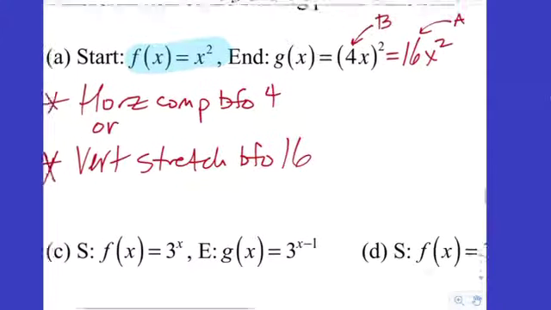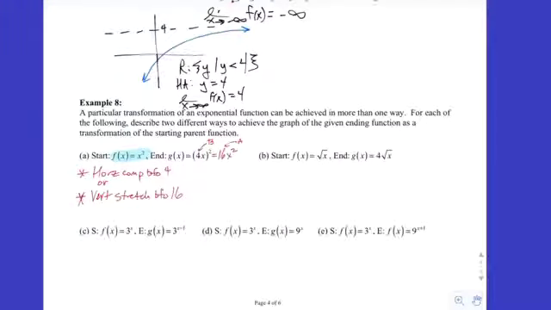What's that? What we're doing right now? 4.1. Yeah, we started 4.1 ages ago, seems like.